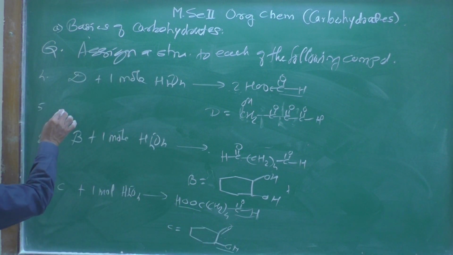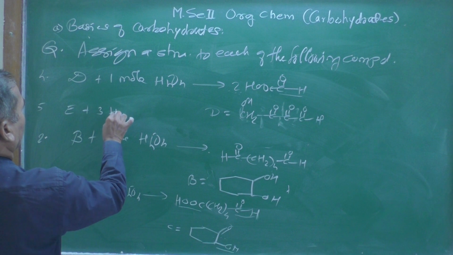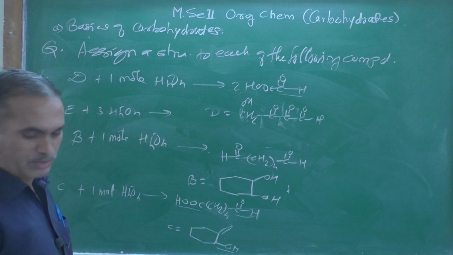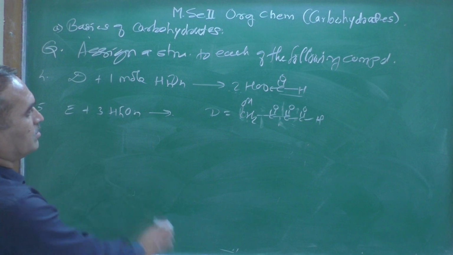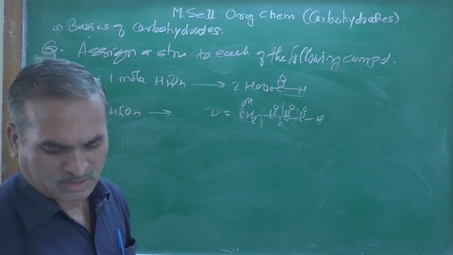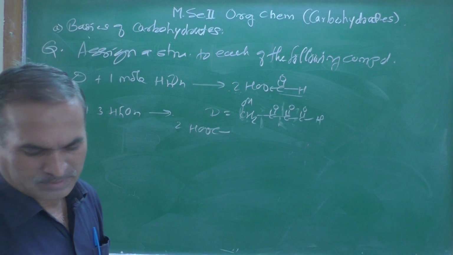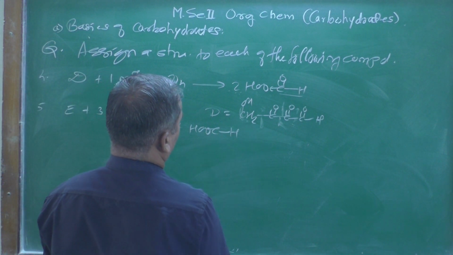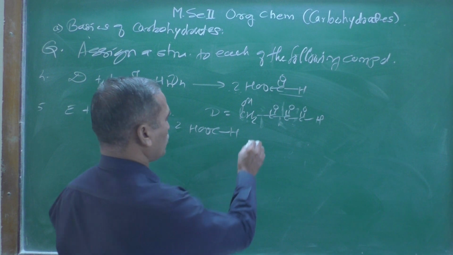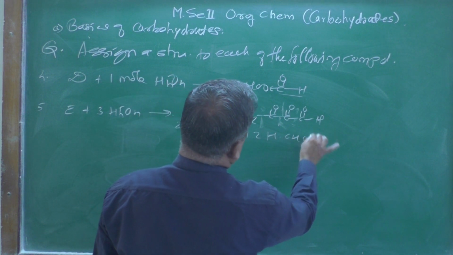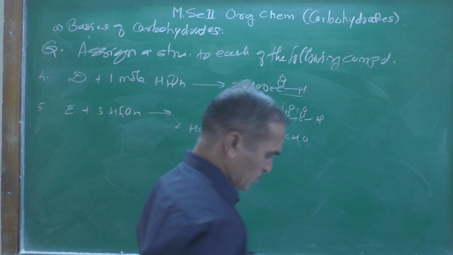Now in this way we can find out. So let us see example 5, E plus 3 moles of HIO4, which produces a compound like this one: 2 moles of HOOC, formic acid, C double bond OH, and then another one, 2 moles of HCHO, formaldehyde, right? 2 moles of formic acid and 2 moles of formaldehyde. So 3 moles are required.